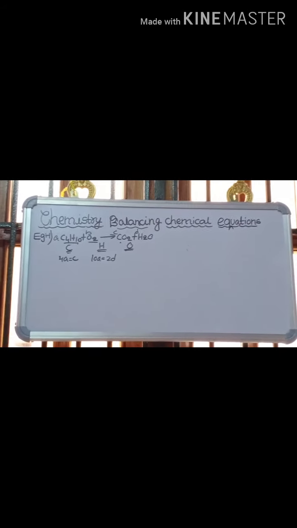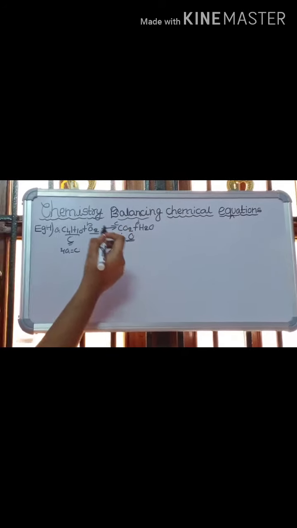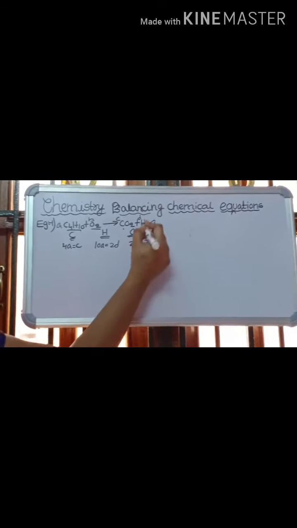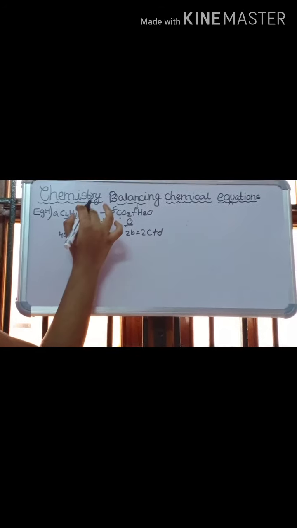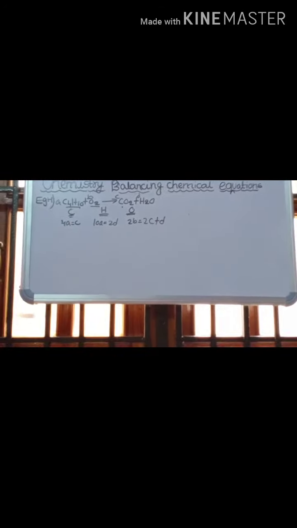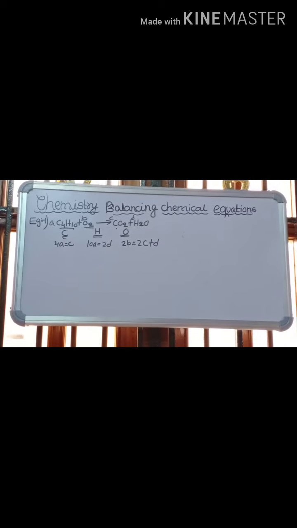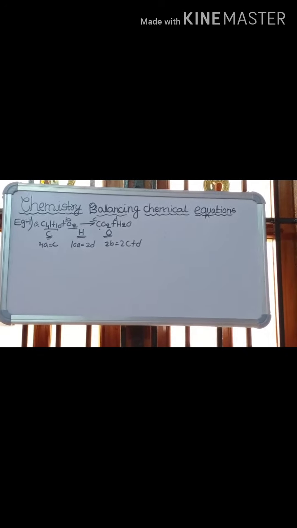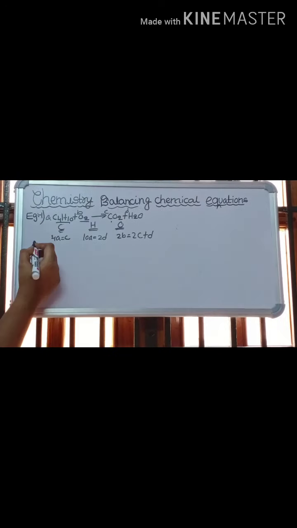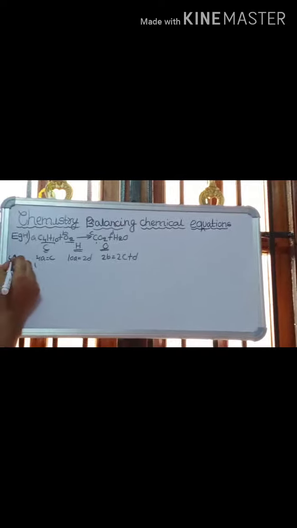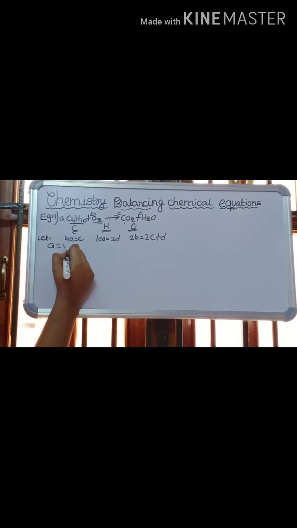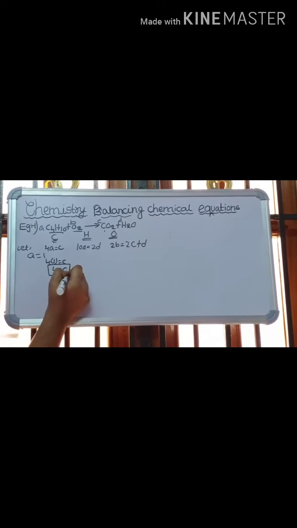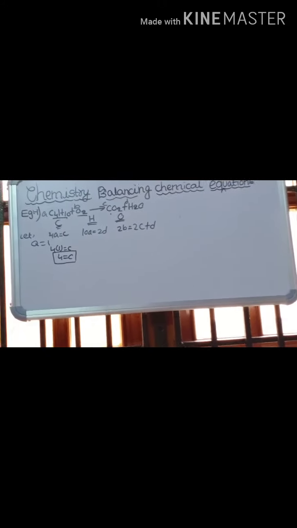In the same way for oxygen, 2 into B, 2B, and on the right, 2 into C, 2C, plus 1 into D, D. So 4A equals C, 10A equals 2D, 2B equals 2C plus D. Here, what is the common value in all these three equations? A. So we will assume A is 1. If we substitute, 4 equals C, so we derive two values: A equals 1 and C equals 4.